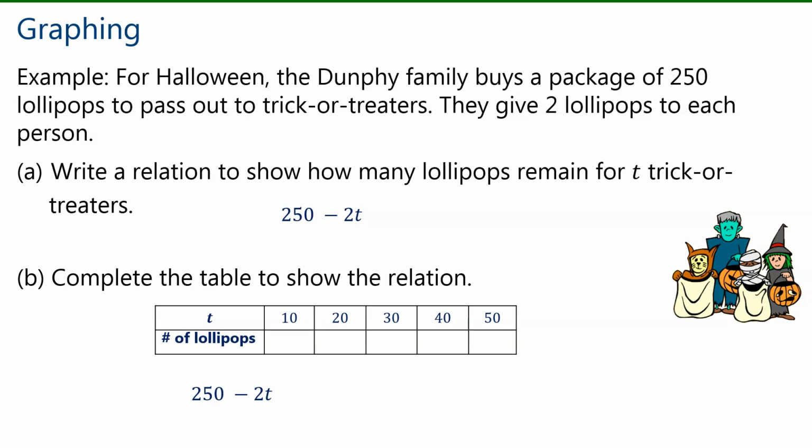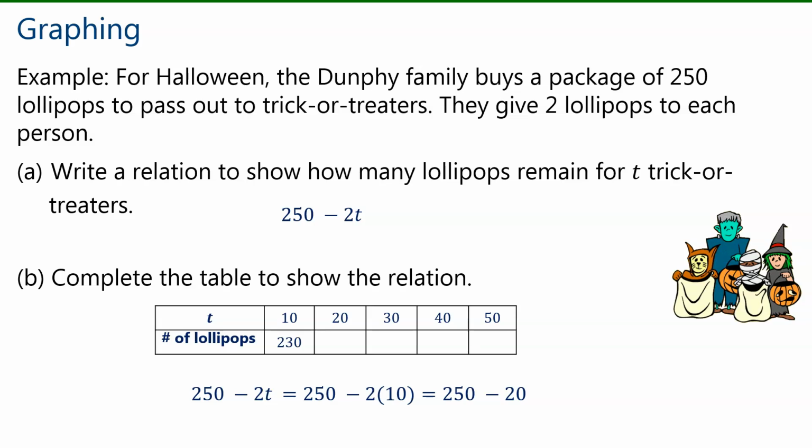So writing down my expression, I'll first replace t with 10. So 250 minus 2 times 10. So we have to do the multiplication first. 2 times 10 is 20. 250 minus 20 is 230.